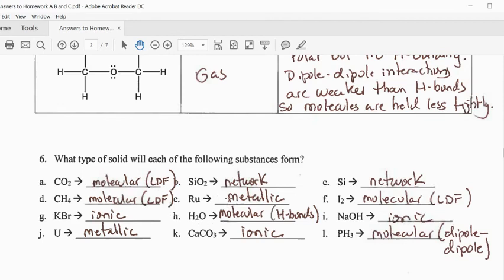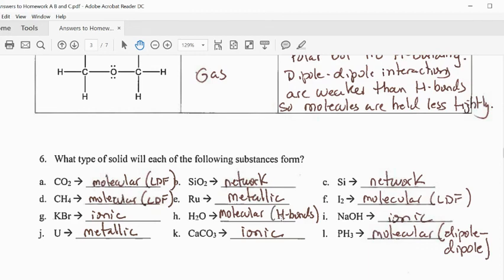Ruthenium is a metal, so it would be a metallic solid. Iodine is a molecule, so it would be a molecular solid held together by London dispersion forces because it's nonpolar. KBr, that's ionic. H2O, that's a molecule, but this molecule is a lot stronger than the others because it's got hydrogen bonding. Hydrogen bonding and dipole-dipole and London dispersion forces. It's got all three.